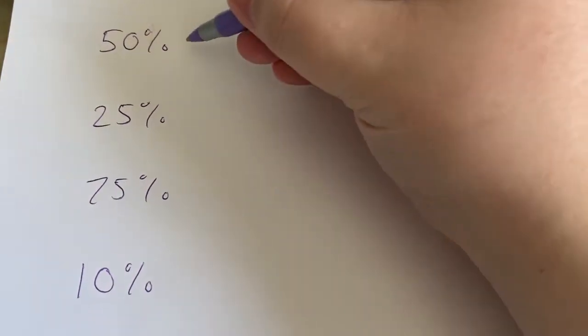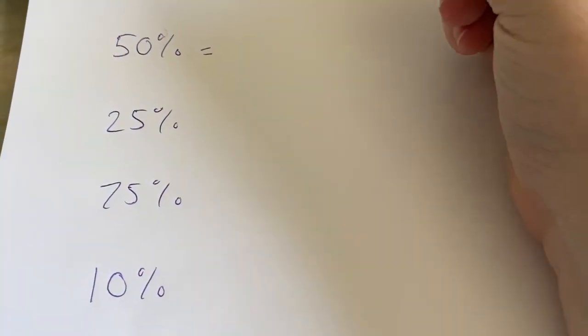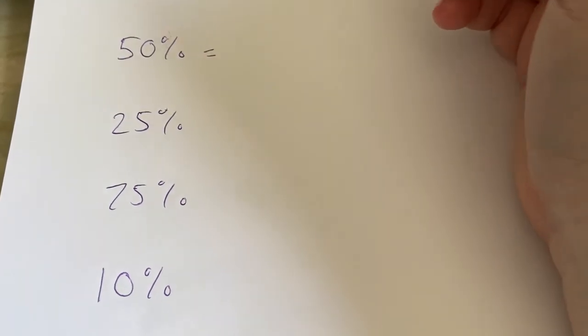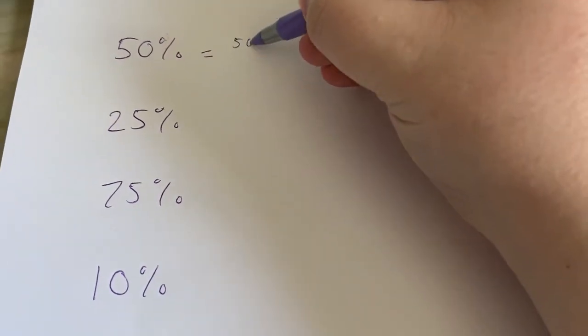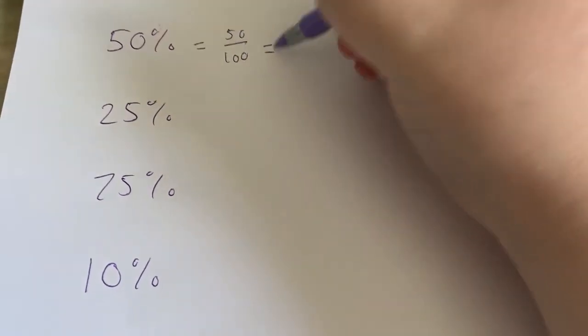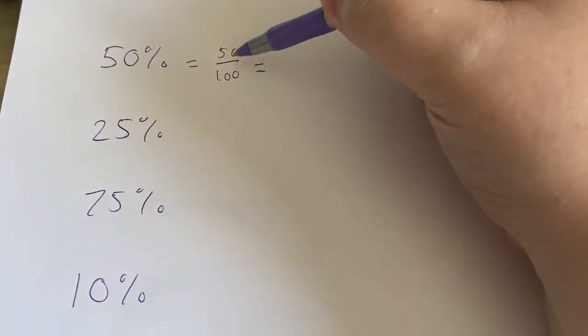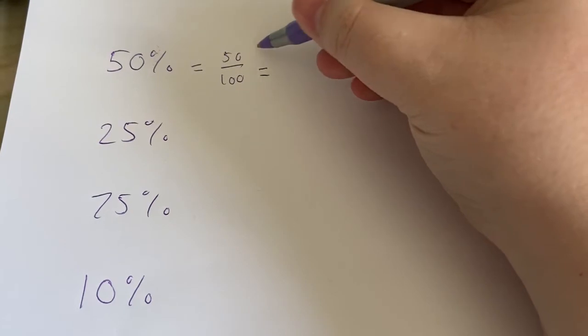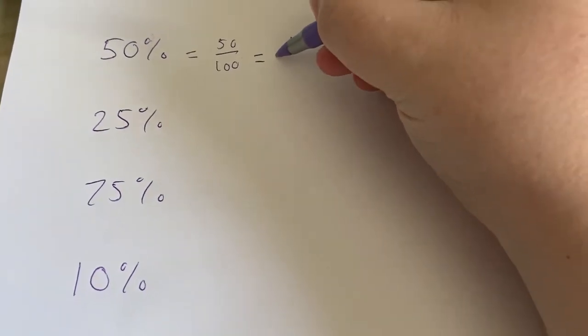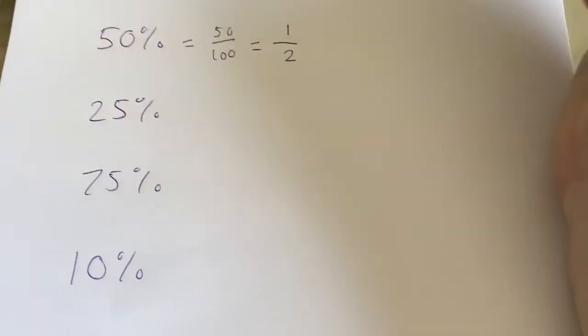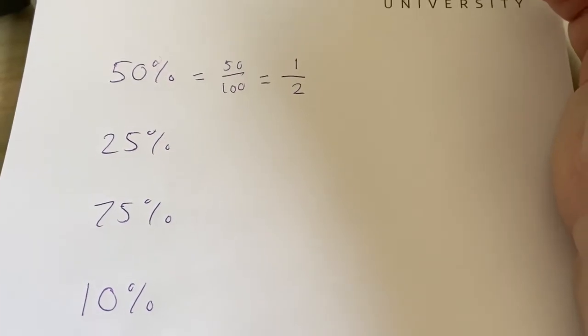Now there's some key percentage facts that we just need to know. A lot of you might already know that 50% is the same as a half. So if you've got 50% off, then you're paying half the price. Let me show you how that's true. So 50% means 50 out of 100. Well, 50 out of 100 is equivalent to a half, because if I divide both the top and bottom by 50, 50 divided by 50 is 1, 100 divided by 50 is 2. So 50% equals a half. We just really need to know that.